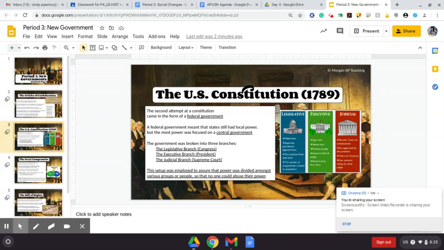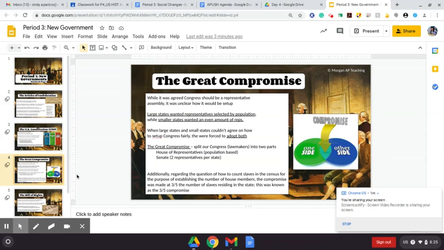The U.S. Constitution, 1789. The second attempt at a constitution came in the form of a federal government. A federal government meant that states still had local power, but the most power was focused on a central government. The government was broken into three branches: the legislative branch, which was Congress, the executive branch, the president, and the judicial branch, the Supreme Court. This setup was employed to assure that power was divided amongst the various groups or people so that no one could abuse their power.